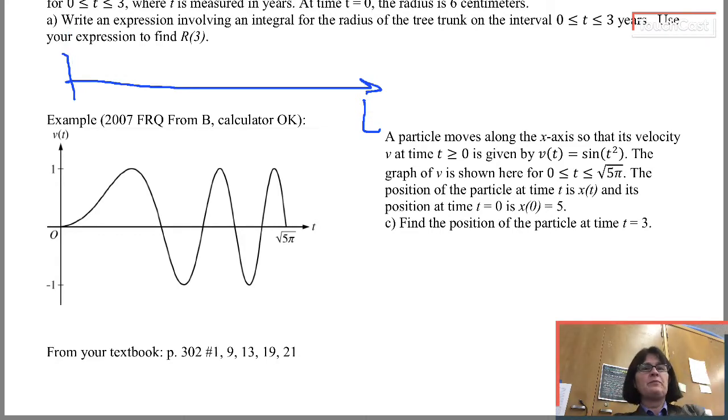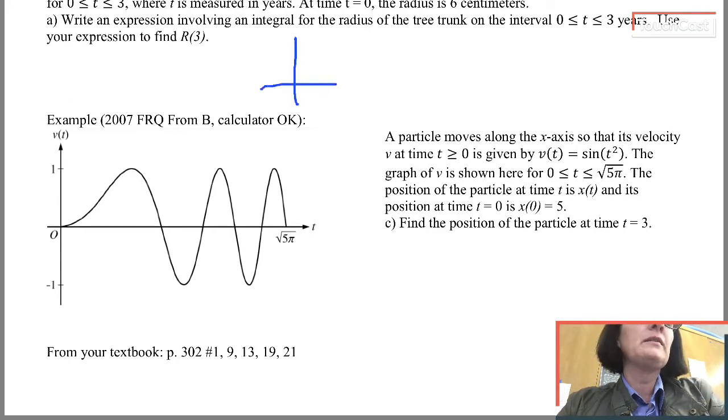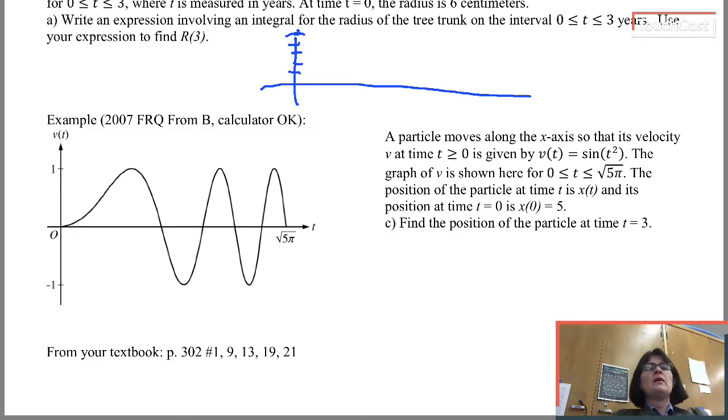At time 0, the position is 1, 2, 3, 4, 5. 5. Okay, so can I find the position of the particle at time t equals 3?